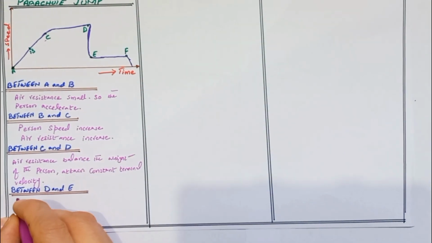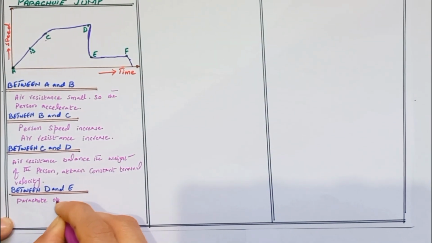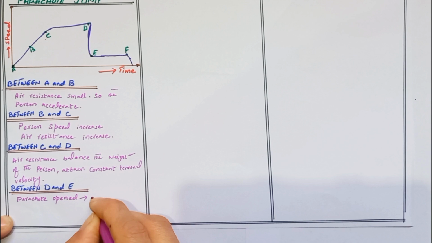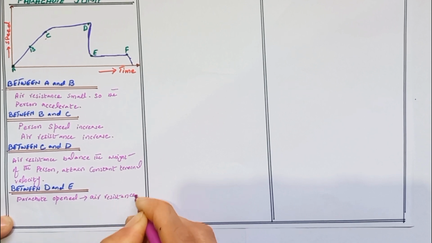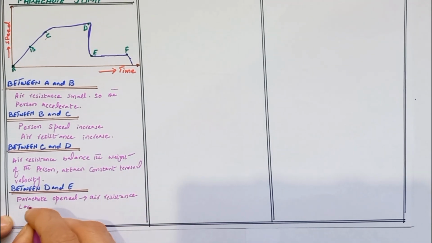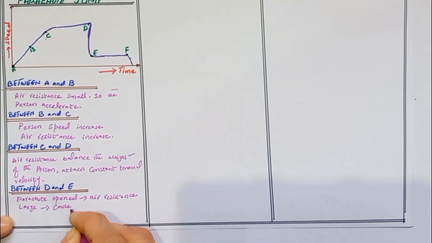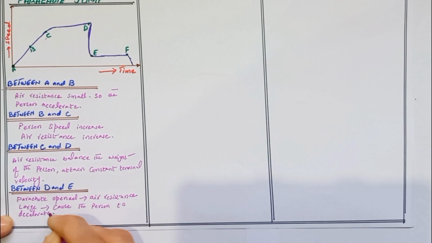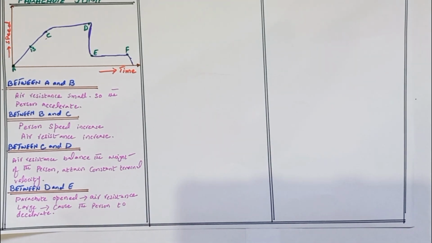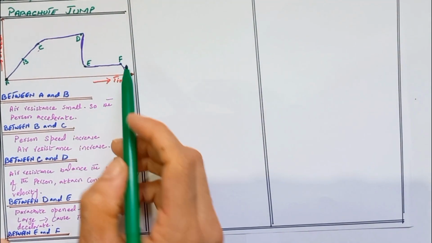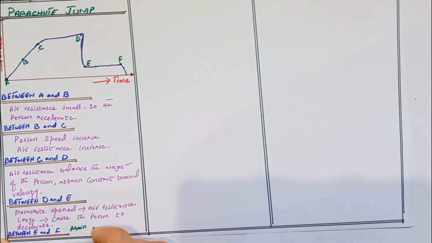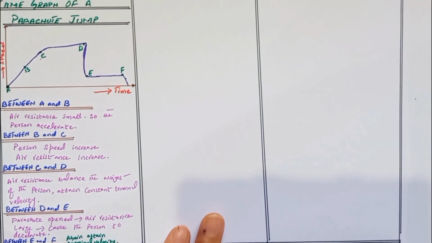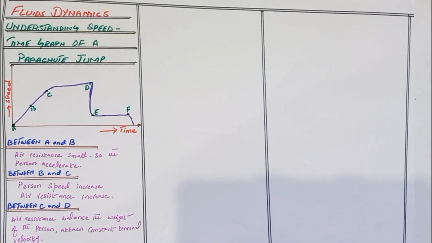Between D and E, the person opens the parachute. The parachute opens, air resistance is large. When the air resistance is large, it causes the person to decelerate. In the graph between E and F, they again attain terminal velocity. So in the parachute jump, the parachutist attains terminal velocity two times.